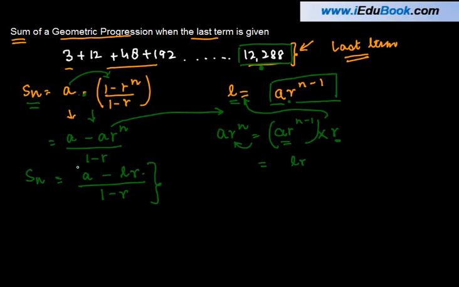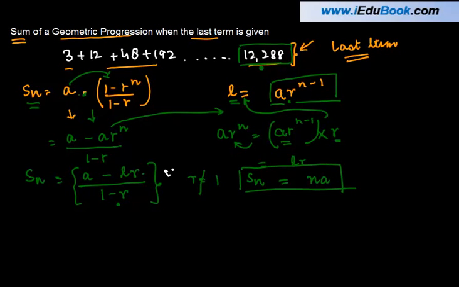But please note that even in this case, if r is equal to 1, then my denominator will become 0. Hence, this sum formula or theorem is not applicable if r is equal to 1. Again, if r is equal to 1, we can simply apply what we learned previously in the other videos.